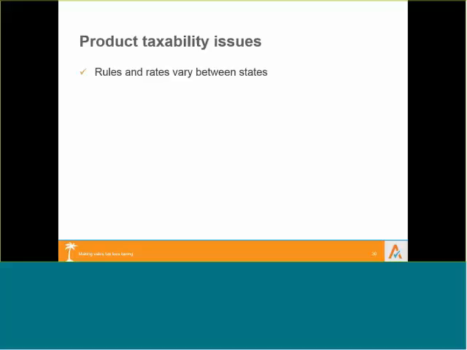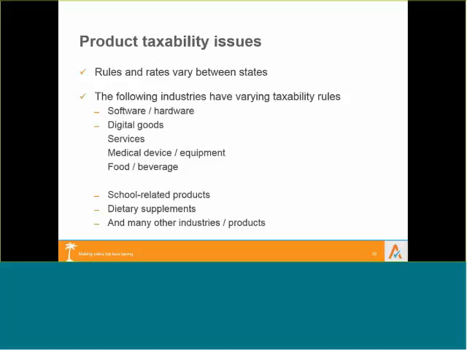And here are some industries that have varying taxability rules. For example, software companies have to deal with whether or not the software is canned or off the shelf, who the end user is, whether it's downloaded off the internet or shipped on a disk, all of which can play into how the software is taxed.